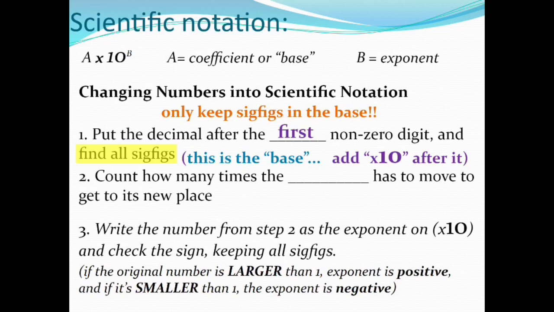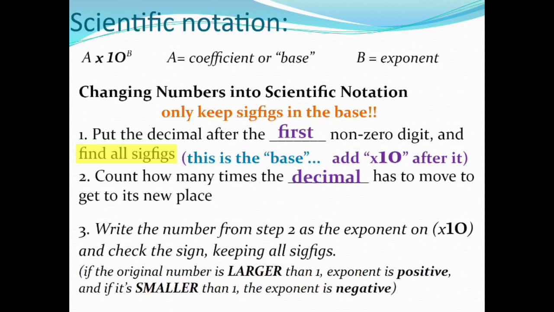And that becomes our base, the coefficient of our scientific notation. So at this point, after I've moved my decimal, I do tend to rewrite that as the base. And then I write my times 10 after it. And then all that's left is to find that exponent. In order to determine what your exponent is going to be, we count how many times the decimal had to move to get from where it started in the original number to where we put it after that first non-zero digit in step 1. And however many times we had to move that decimal, that number is going to become our exponent.